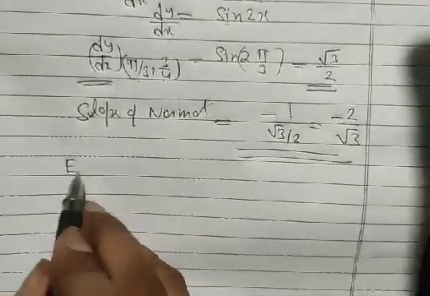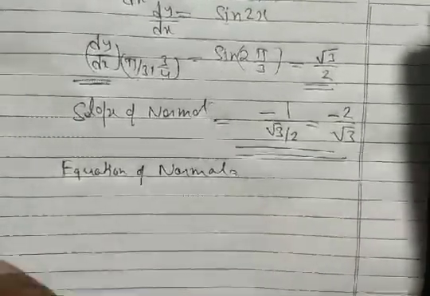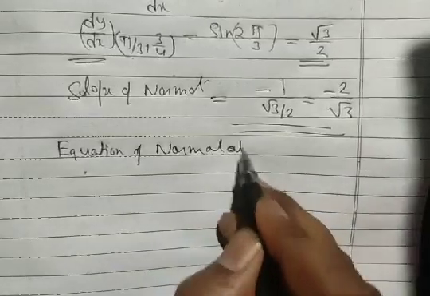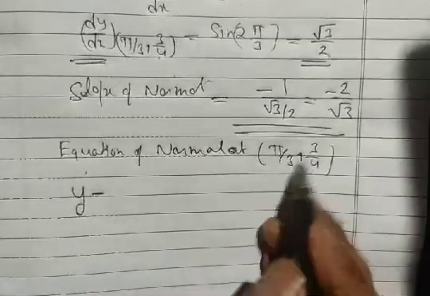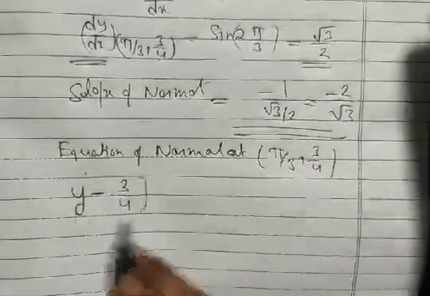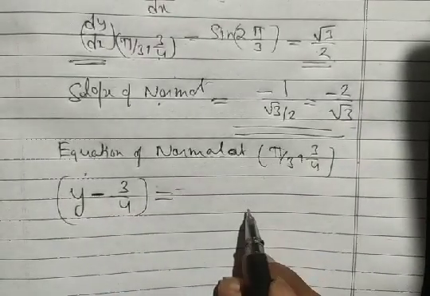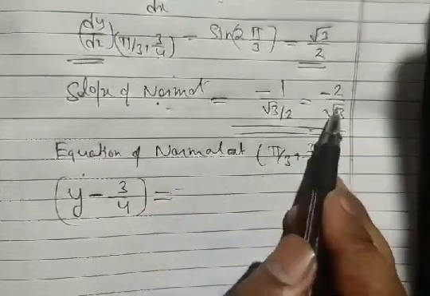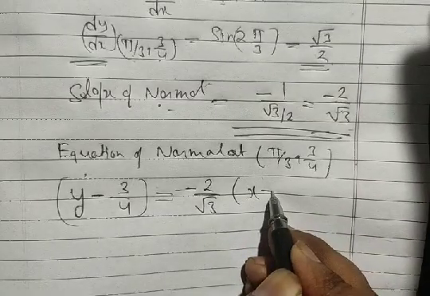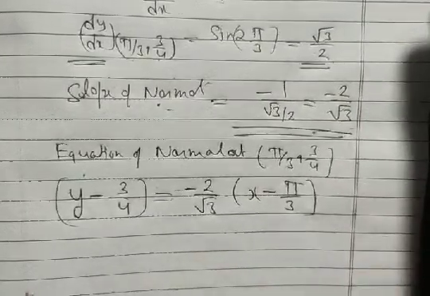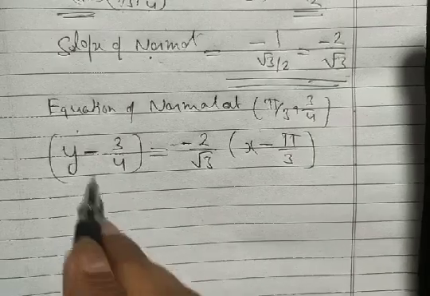Now the equation of normal at the given point pi by 3 and 3 by 4 is y minus y1, where y1 is 3 by 4, equals the slope of normal times x minus x1. There is no need for minus 1 upon dy/dx here, because we already have the slope of normal. So we write y minus 3 by 4 equals minus 2 by root 3 times x minus pi by 3, where x1 is pi by 3.